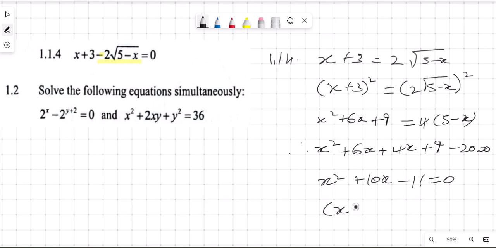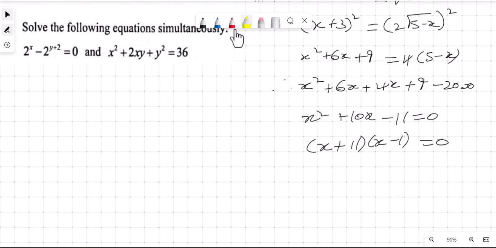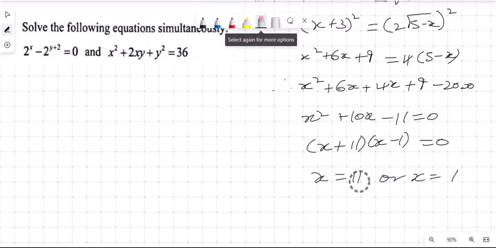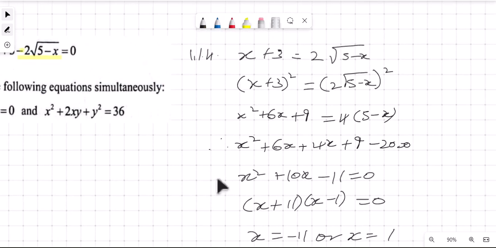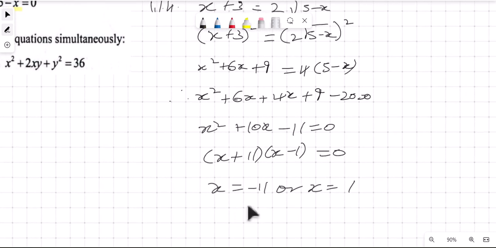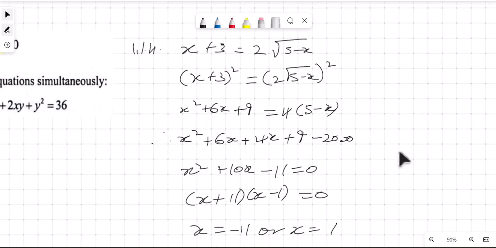Therefore, this is going to be x plus 11, x minus 1 equals 0. Then your values of x are as follows: x equals negative 11, or x equals positive 1. But since you're dealing with a square root equation, you must test your answers to see which one is going to be correct.